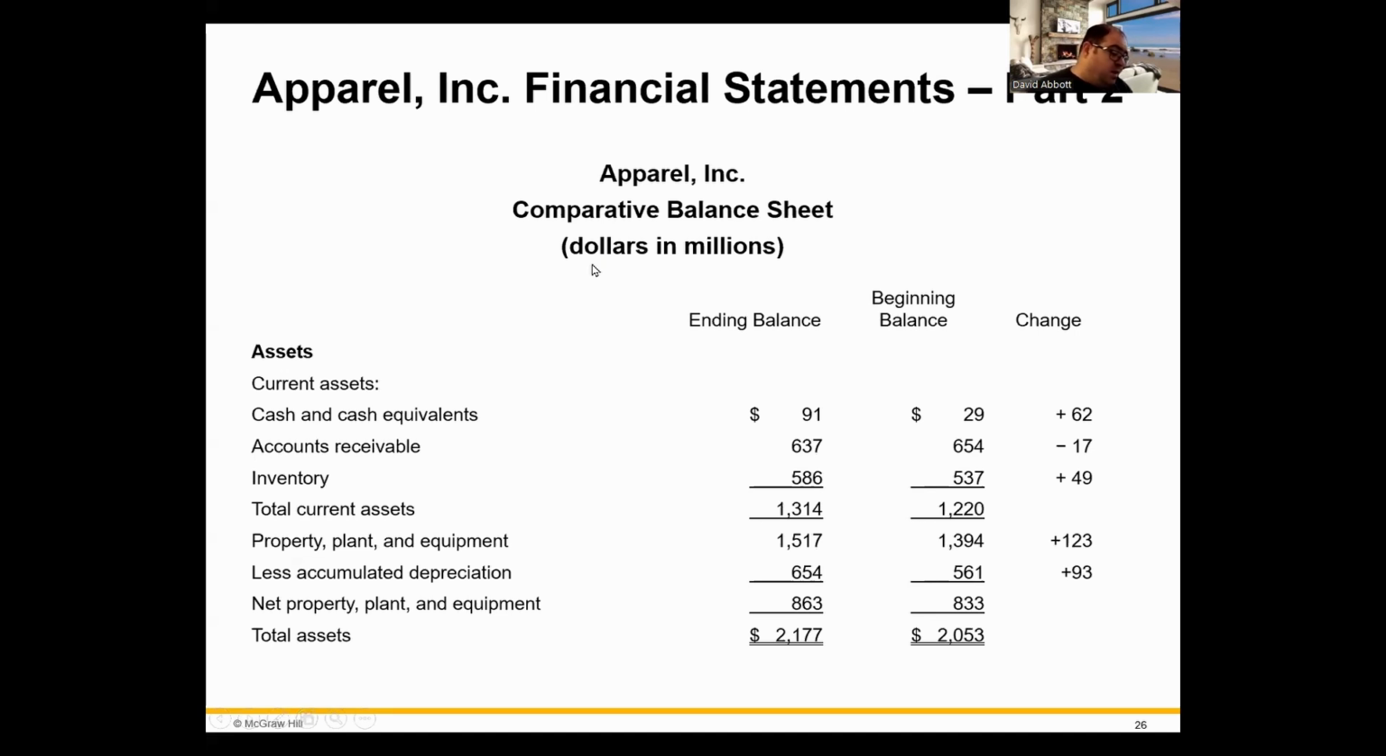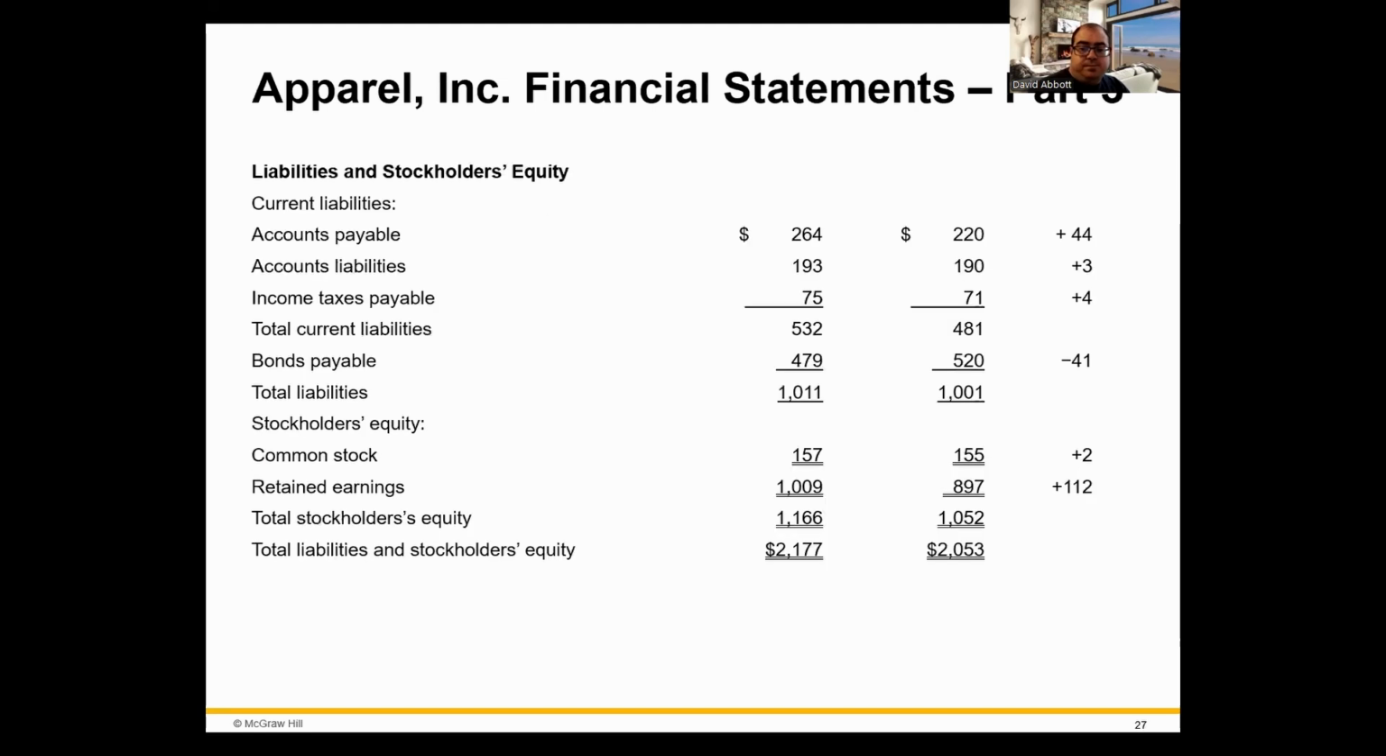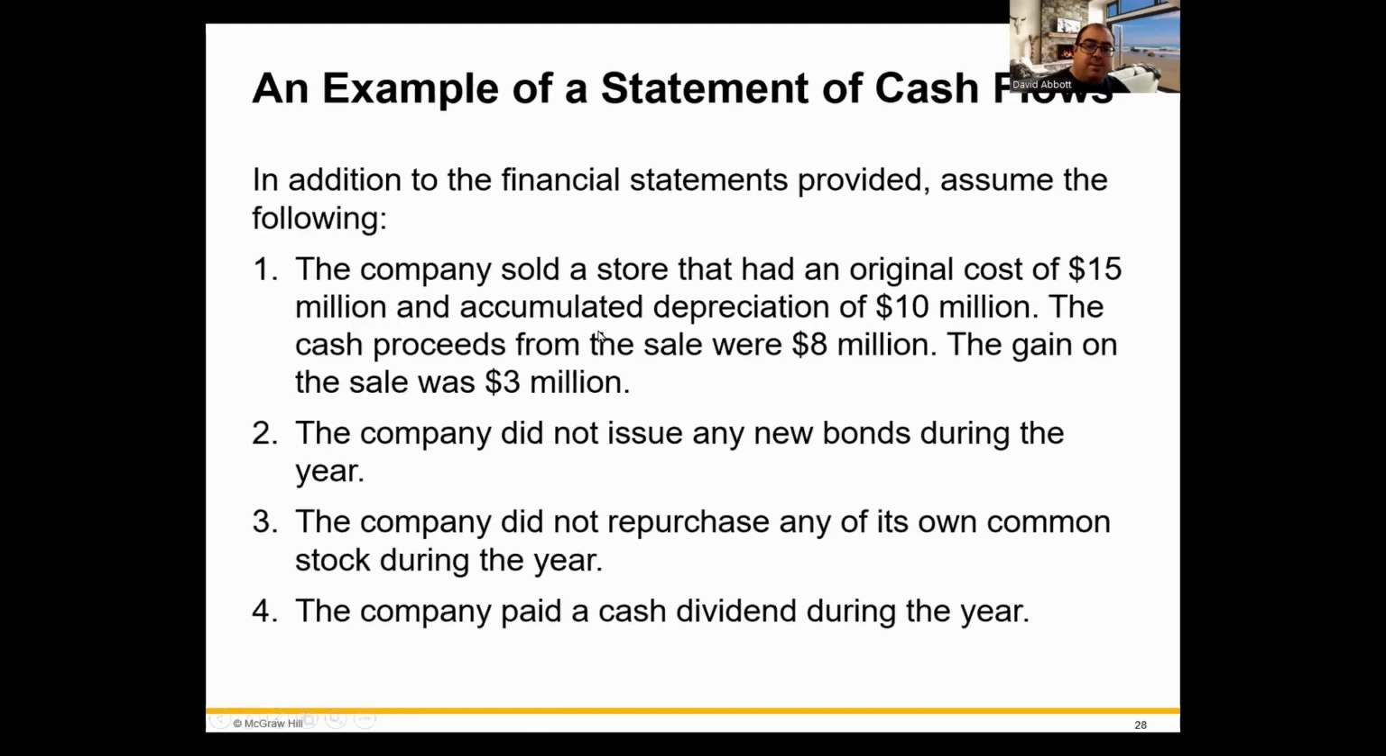And then let's assume that the company reported the balance sheet that we see here. So we see here their balance sheet, where they were at for assets and then liabilities and equity. So let's assume the additional information that we see here with their liabilities and equity.